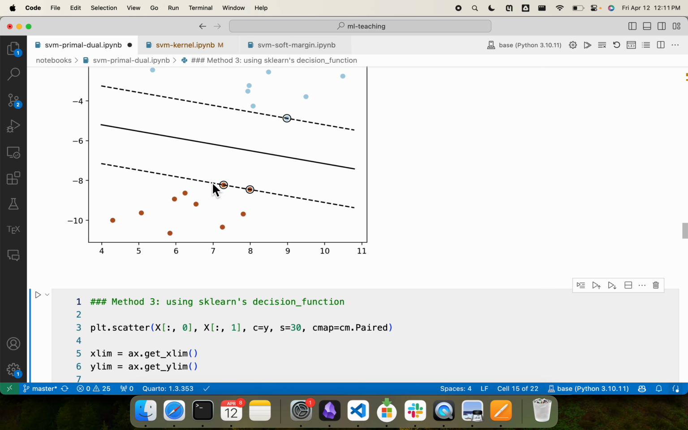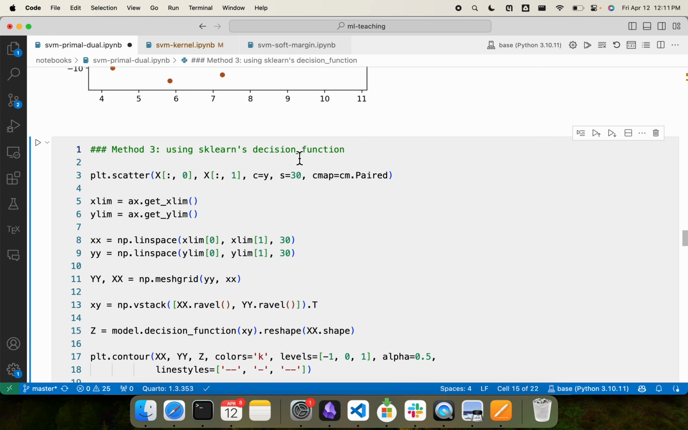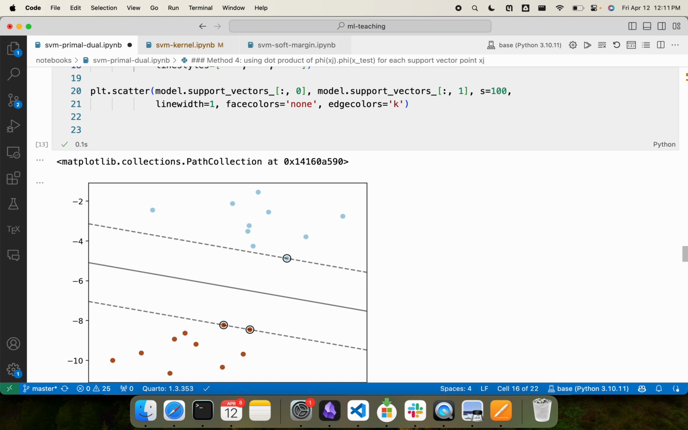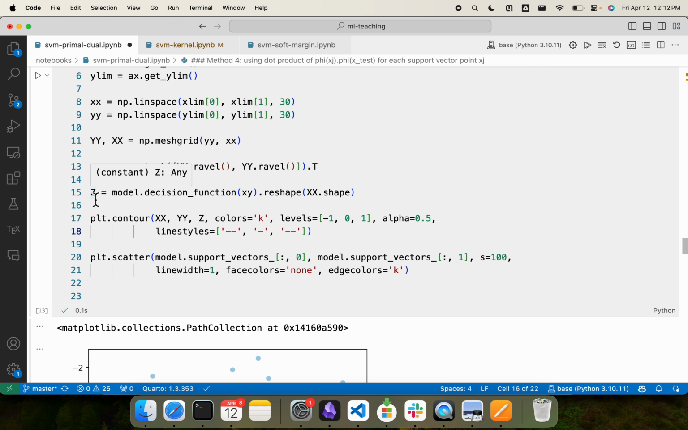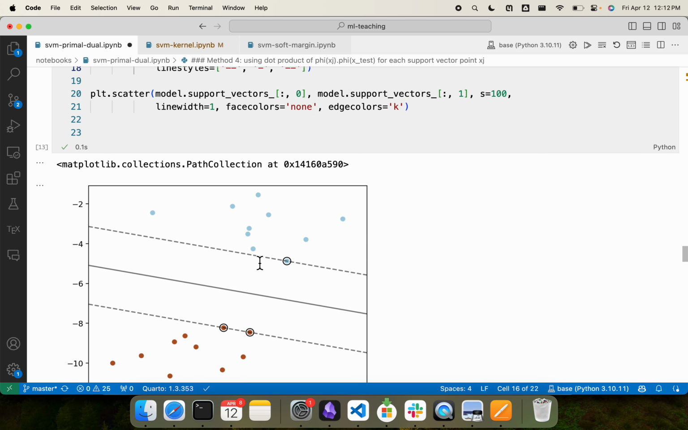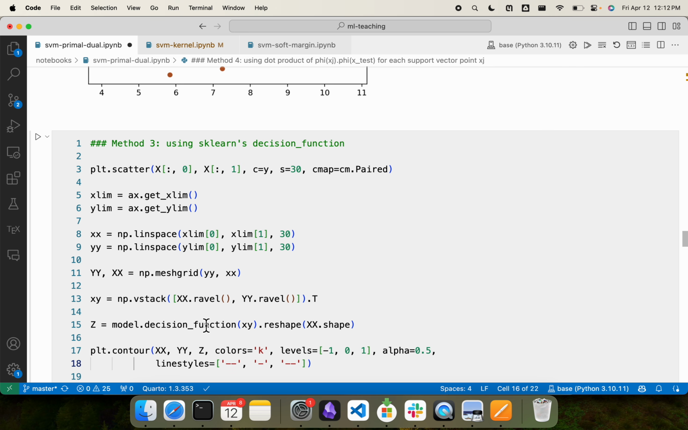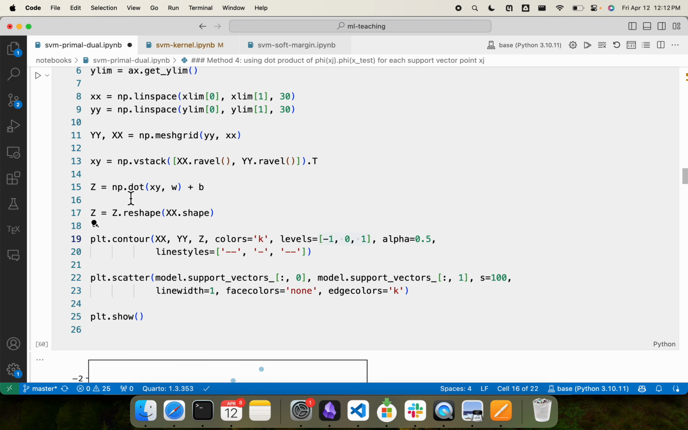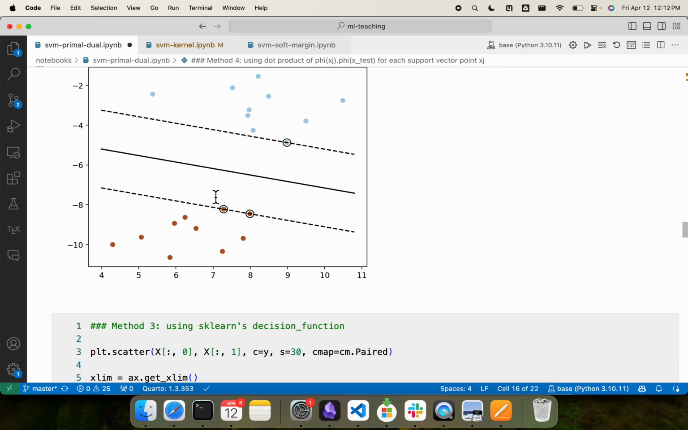In the third method, we use something known as a decision function in sklearn, which essentially gives us the same thing. So all we write is z equal to model.decision_function of xy and then just do the reshaping. This gives us the exact same answer. So z equal to model.decision_function of xy, you could think, is pretty much z equal to np.dot of xy with w, plus b. Both of them should give you the exact same answer.